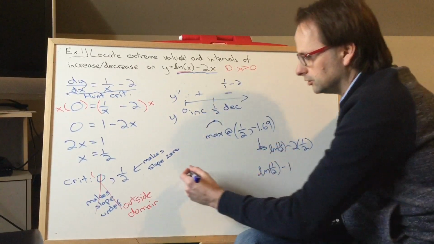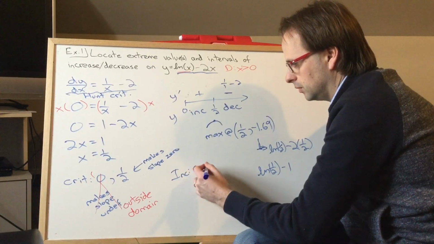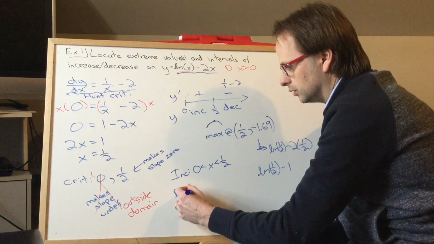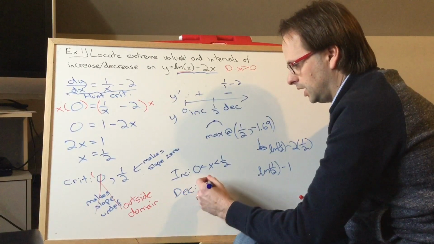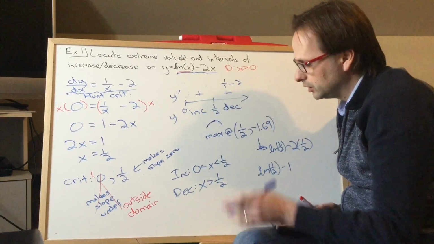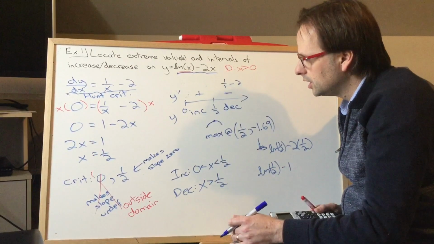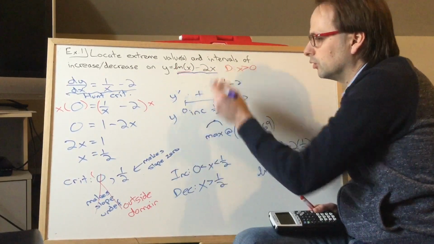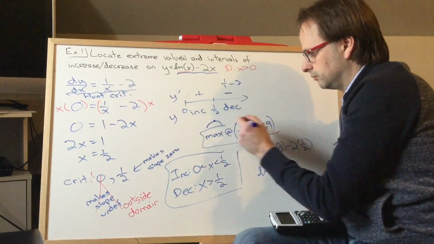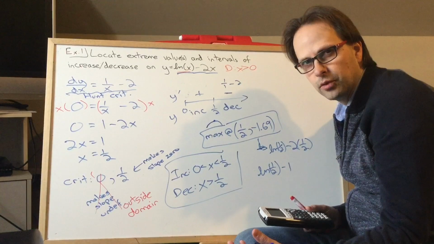We can say that it is increasing from 0 all the way up to a half, and that it is decreasing from a half until infinity. We can also show those in interval notation, but it's kind of nice like this too. So that's answering the question, intervals of increase, decrease, right here. And here's our extreme value. Let's head over to Desmos and just confirm that this is correct.